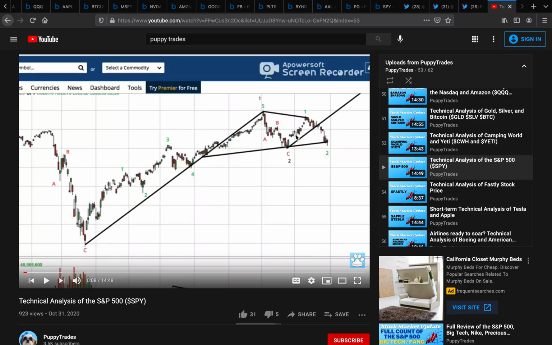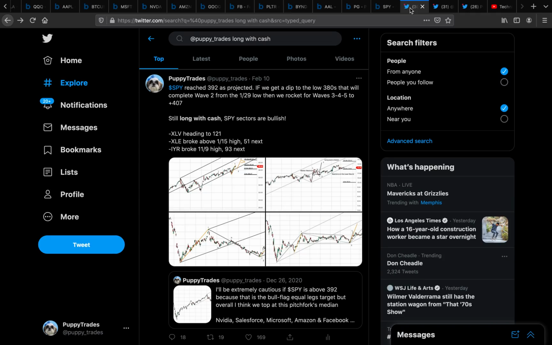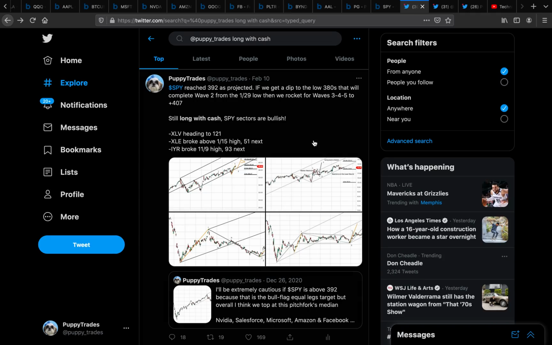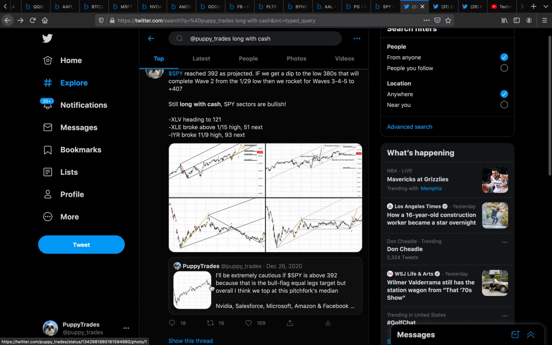So since this projection where I'm looking for a huge move from the 320s before the election, I really only updated SPY when people thought the market was going to crash, right? So the first time I felt the need to do this was on December 26th, right? I was asked, should I be worried? Is the crash coming? I think SPY was in the 360s at this point. I said, honestly, I'll be cautious if SPY is above 392, but until we reach 392, I'm not even worried, right? I said that on December 26th.